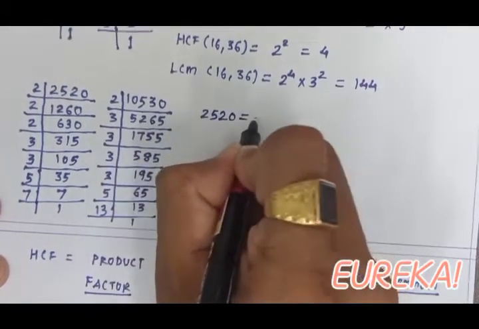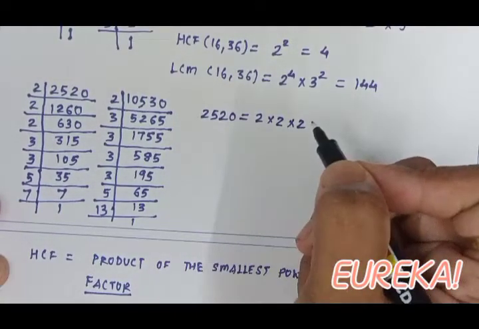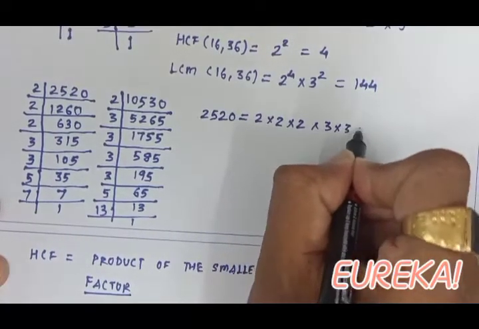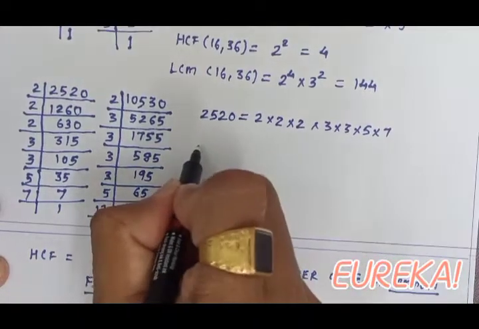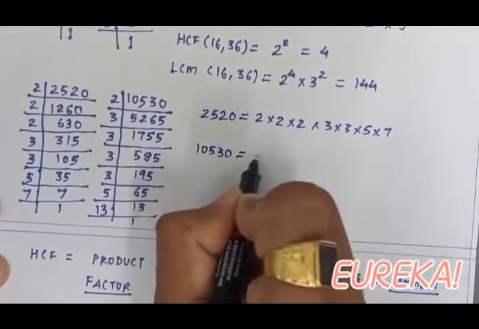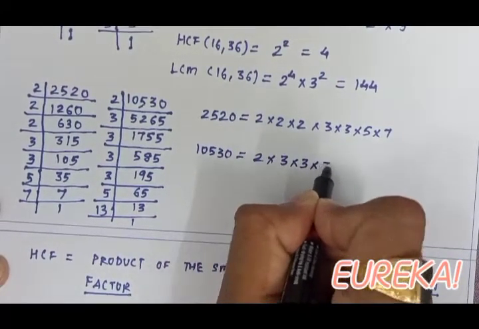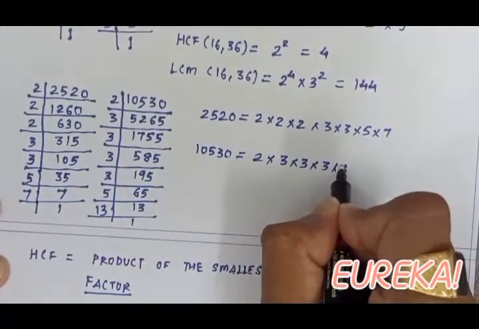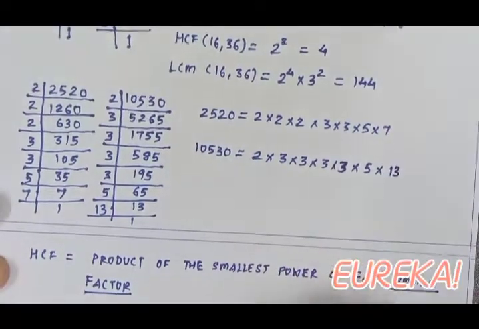2520 is equal to 2 into 2 into 2, into 3 into 3 into 5 into 7. Same way for 10530, we can write it as 2 into 3 into 3 into 3 into 3, that is 1, 2, 3, 4 threes, and 5 into 13. Okay.